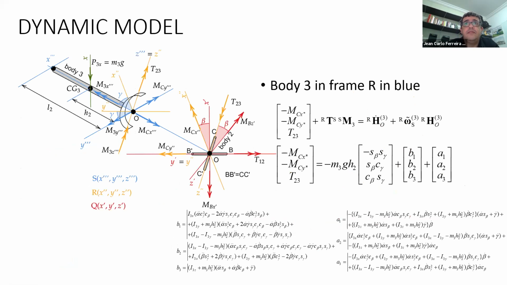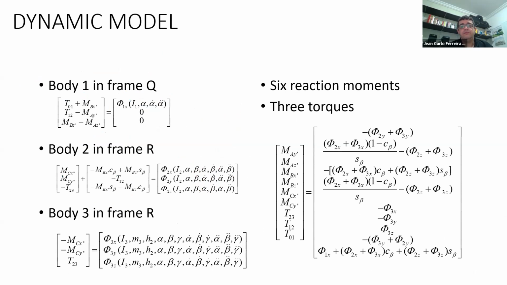And for body 3 in frame S in blue, apply again the Newton-Euler law. We can obtain 3 more equations. I created this constant to simplify my expression.